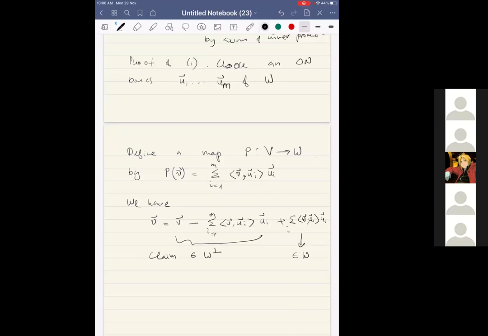I illustrated this in the case of R2 and two subspaces. But now I'm proving that in general, the claim is true, that the perpendicular of a subspace is a supplement. What does that mean? That means that given any inner product space and a subspace, that vector space is the direct sum of the subspace and its perpendicular.